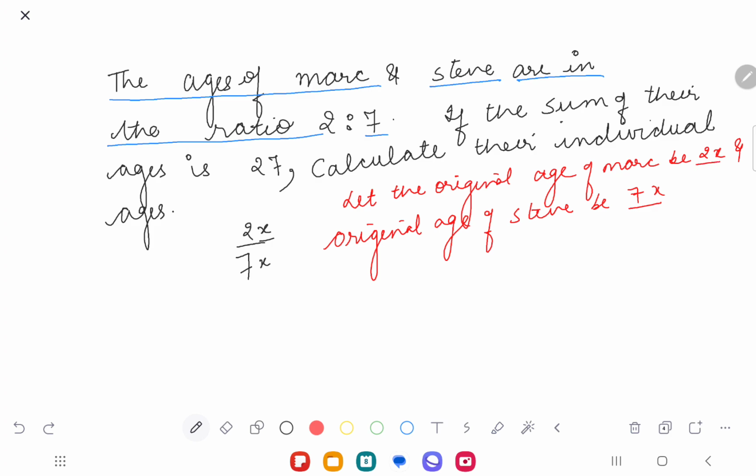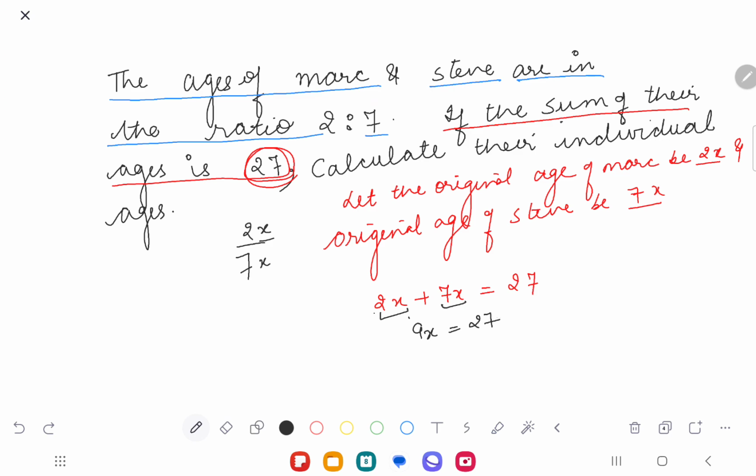And now the question, read further. It says if the sum of their ages, which ages, Adam? Original ages. 2x plus 7x is 27. Can you not understand 2x plus 7x is 9x? And we have to find x. So you understand the equation. Don't you think you should transpose this 9, and you will get x is 27 divided by 9, that is 3.